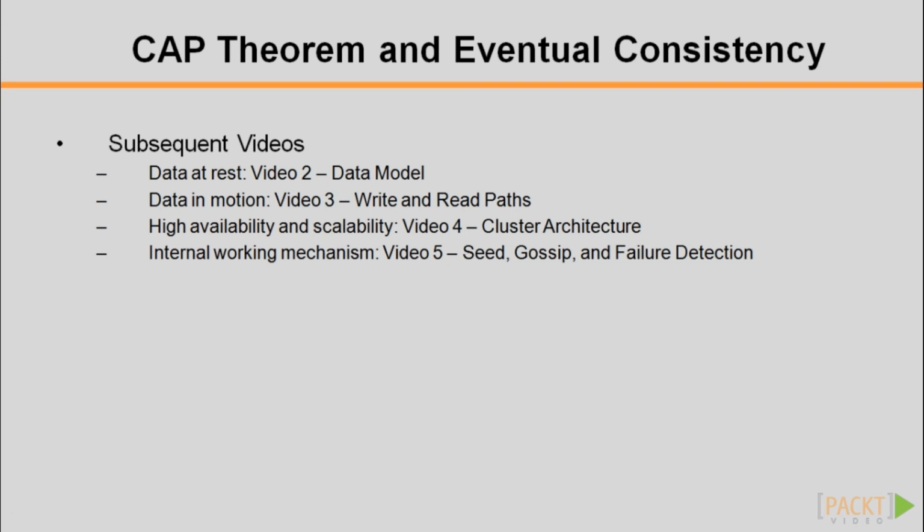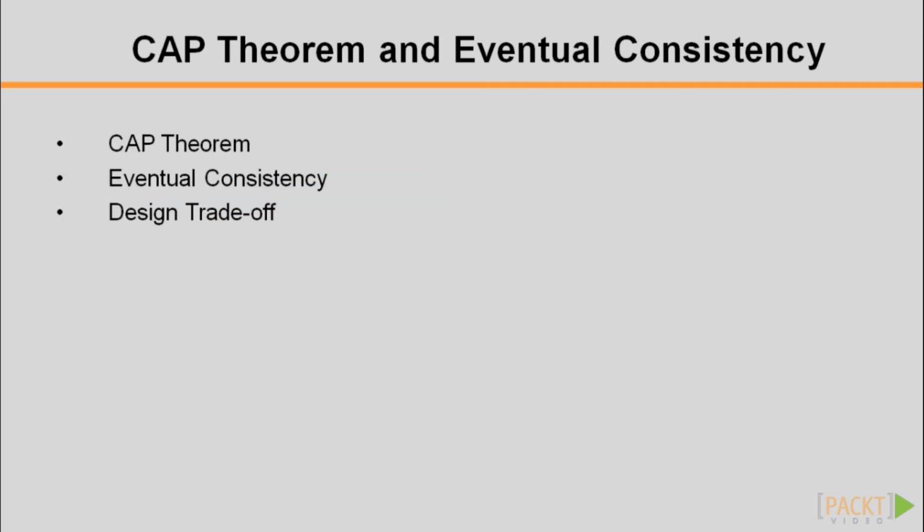In the following videos, a few more topics will be covered. I will introduce Cassandra's data model in video 2. It covers data at rest. Then, write and read paths will be explained in video 3, covering data in motion. Videos 4 and 5 are about high availability, scalability, and the internal working mechanism of Cassandra. Now you better understand the constraints imposed by the CAP theorem, and should be able to make suitable selection of the type of database for your solution. Next, we're going to learn about Cassandra's data model.